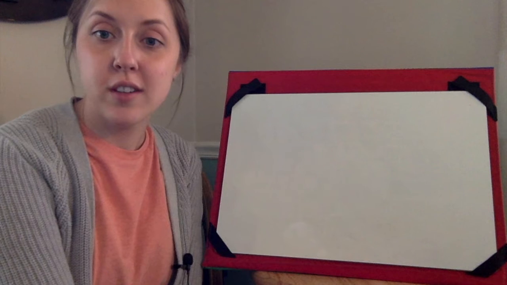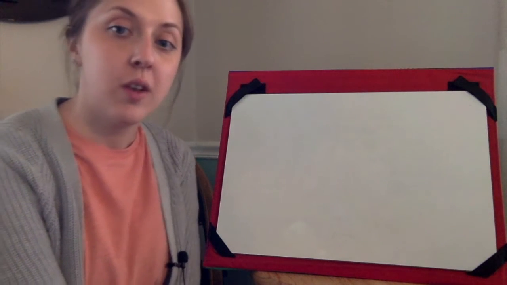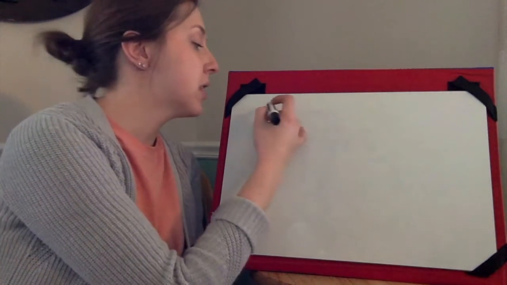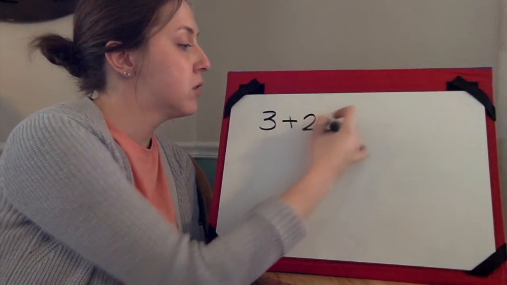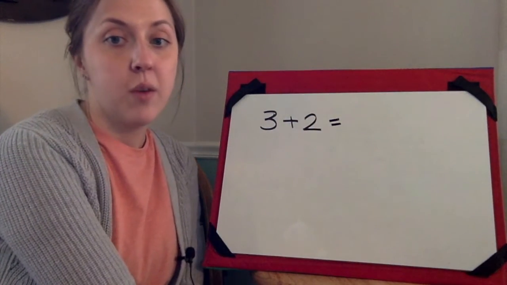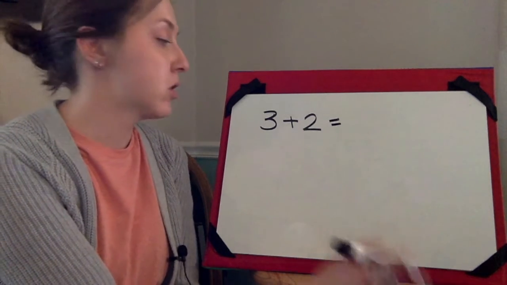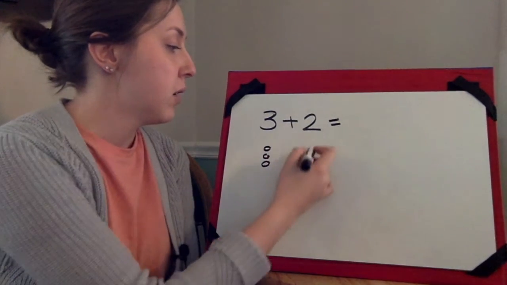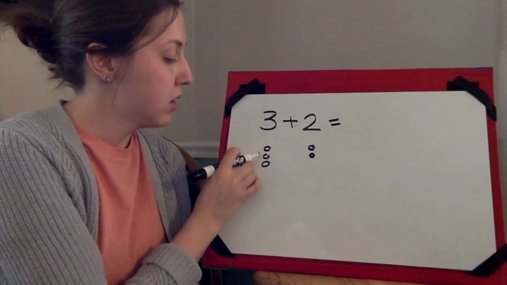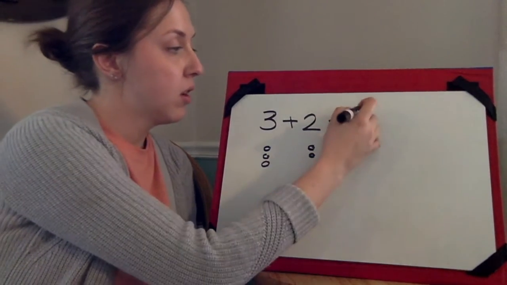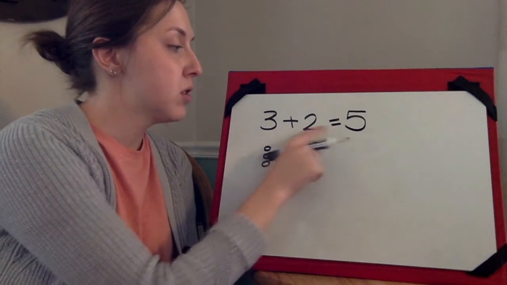Okay, today we're going to talk about something new. Up until now, we've been doing addition, which an addition problem looks like this. 3 plus 2 equals. When I add this up, I can use counters or I can draw a picture. So 3 plus 2 equals 1, 2, 3, 4, 5. Over here, my answer is 5. 3 plus 2 equals 5.